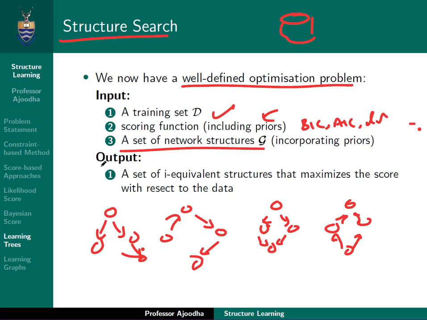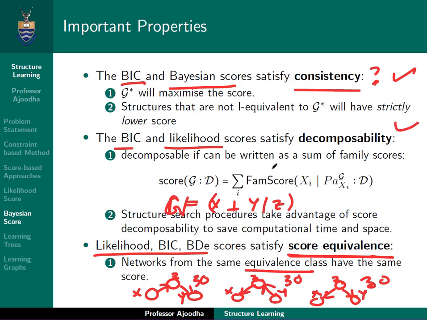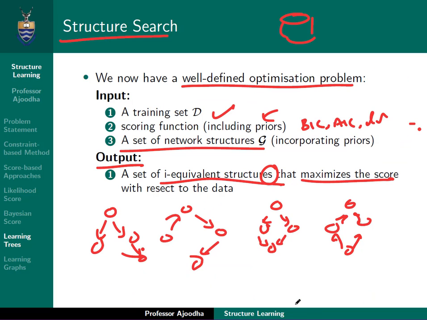And the output of this optimization problem is the set of I-equivalent structures, all of the ones that maximize the score with respect to the data. In other words, the highest scoring network structures. And why are they structures instead of structure? Why is it that we're going to find many and not just one that optimize the scoring function? It's because, as I told you many times, and in a previous slide I showed you, you can have situations like this where you have different structures that all optimize the score, that give you the same score.